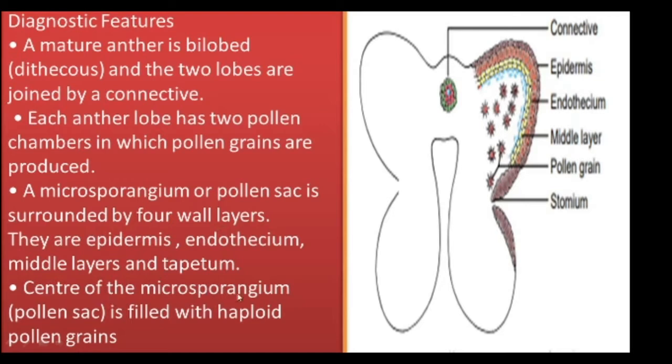The center of the microsporangium, the pollen sac, is filled with haploid pollen grains. So in the center of the microsporangium, the haploid pollen grains are present. This is regarding the diagnostic features of TS of mature anther.